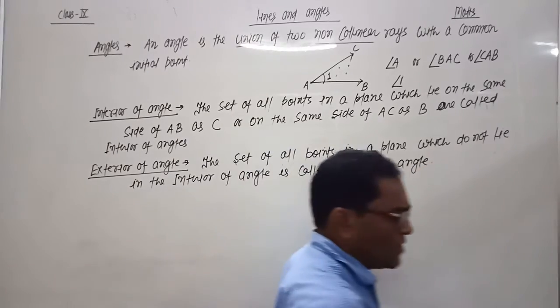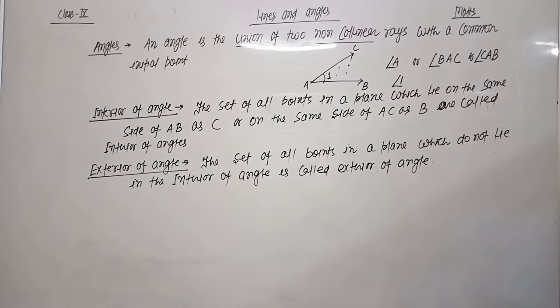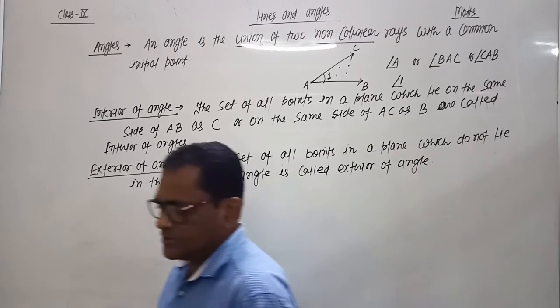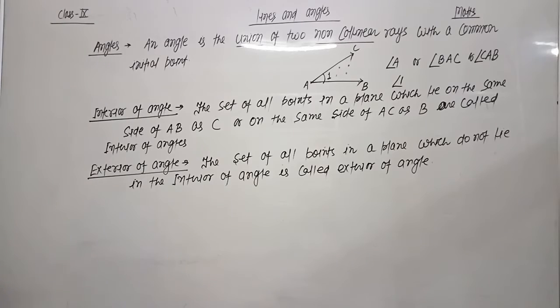So the set of all points which do not lie in the interior is called the exterior of the angle. Now the next thing we discuss is congruent angles.